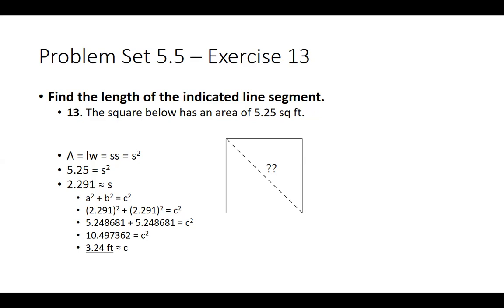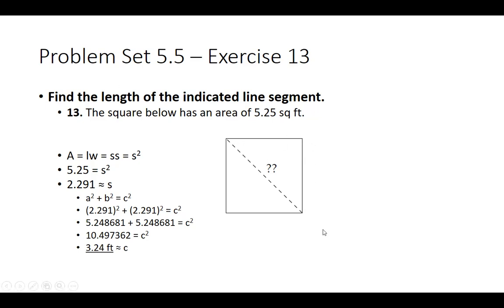So area of a square is the same as area of a rectangle, length times width. But since a square has all sides being the same, length times width would be the same as side times side, which is side squared. So the area of 5.25 equals the side squared. If we take the square root of both sides, we get that a side of this square is approximately 2.291 feet.